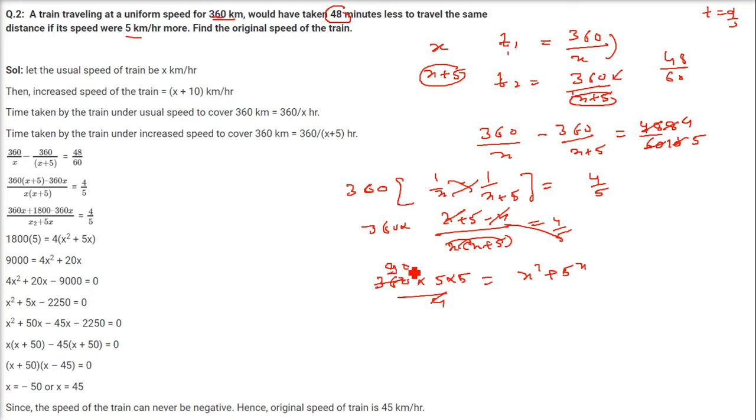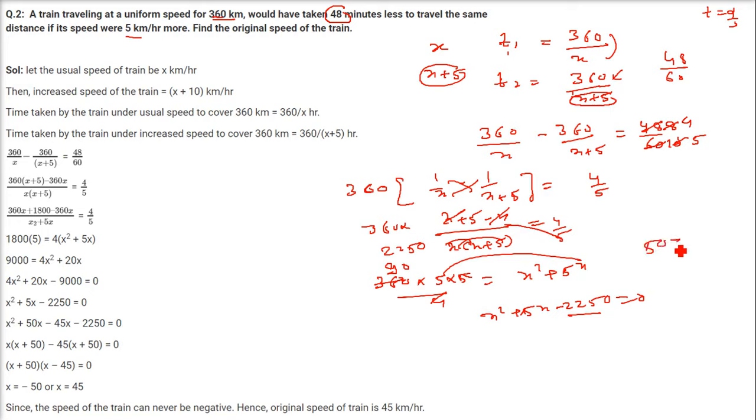So what do you get? 4 90s are 360, 5 5s are 25, 25 into 9 is 225. So it will be 2250. So bring this here, x square plus 5x minus 2250 equal to 0. So this is our equation.